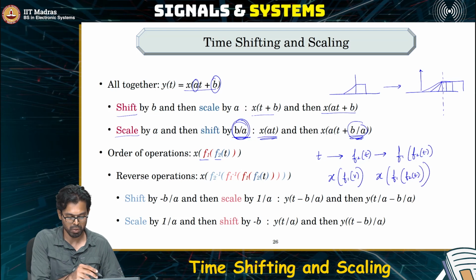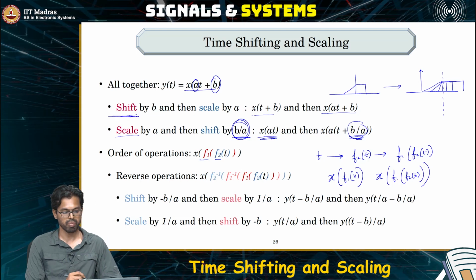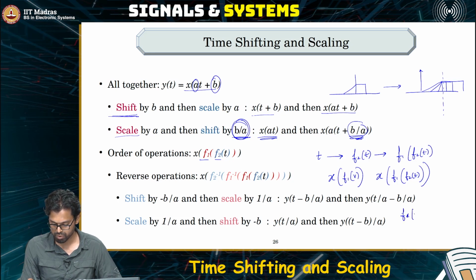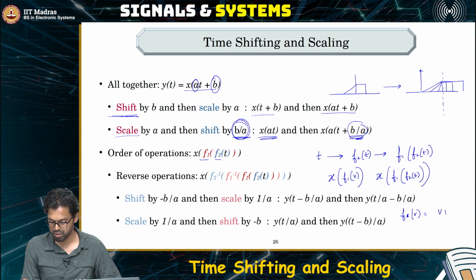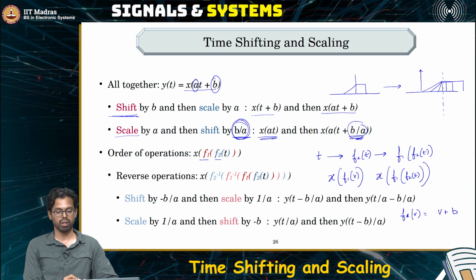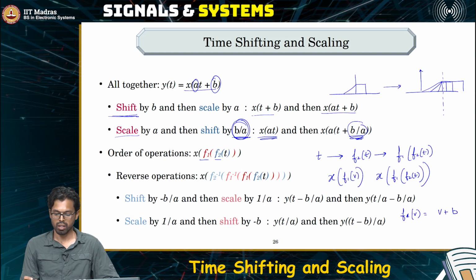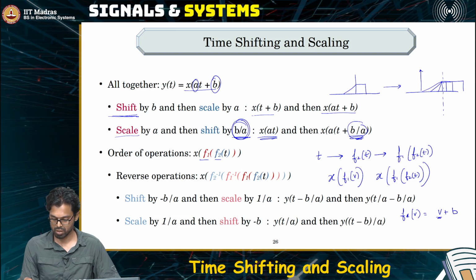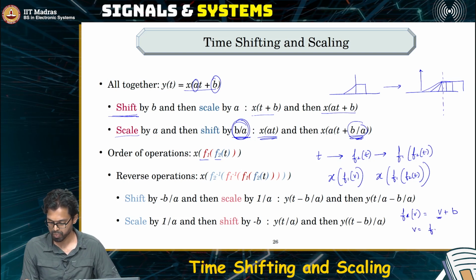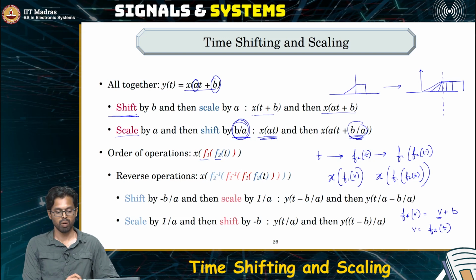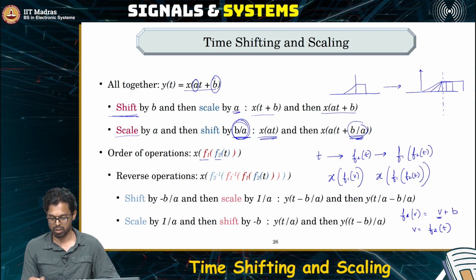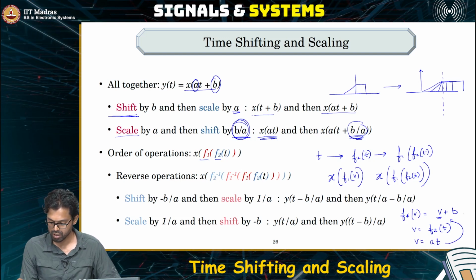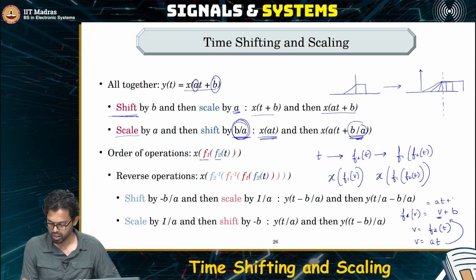And what are f1 and f2? Let's consider the case where you shift first. If you shift first, then f1 of v is simply v plus b. And in this case, v is a function of time. So v here is f2 of t, where what you are doing is scaling. In other words, v is equal to a times t. So you substitute this back here, and then you get this to be equal to at plus b.